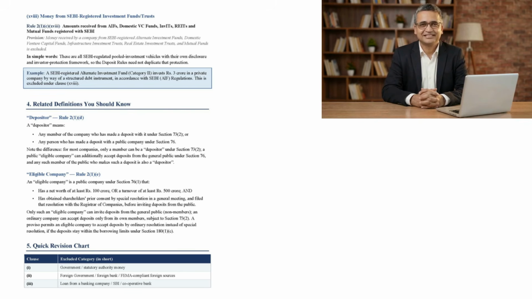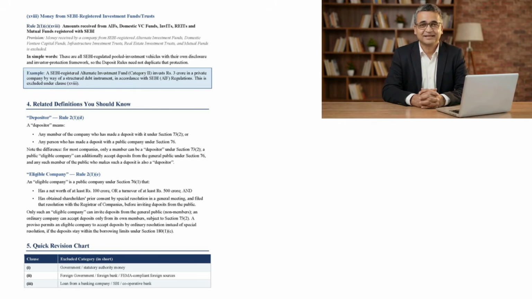Let's understand the last exclusion under Rule 21C. Clause 18. Money from SEBI registered investment funds and trusts. This clause excludes money received from alternative investment funds, AIFs, domestic venture capital funds, infrastructure investment trusts, InvITs, real estate investment trusts, REITs, and mutual funds, provided they are registered with SEBI. Why? Because these investment vehicles already operate under strict SEBI regulations, disclosure requirements, and investor protection mechanisms.